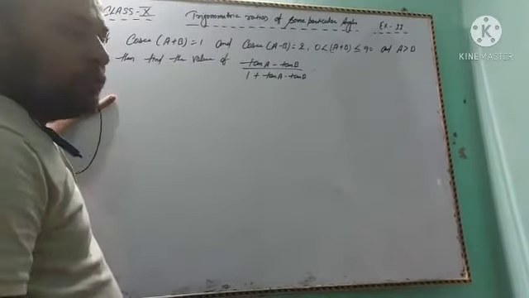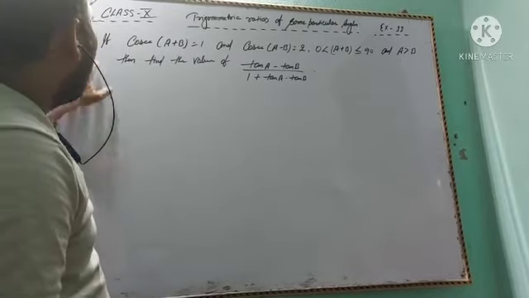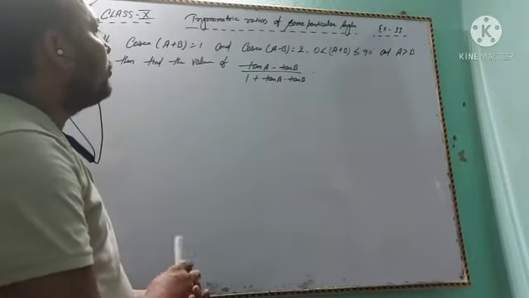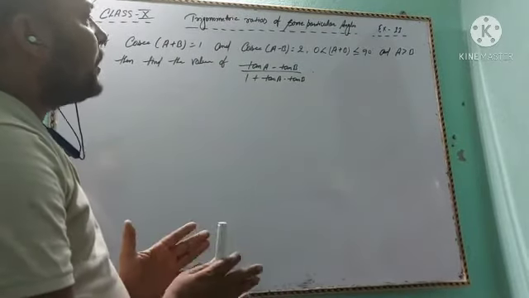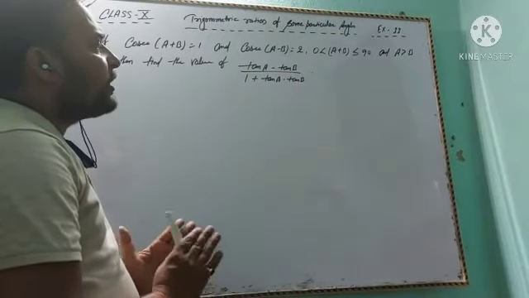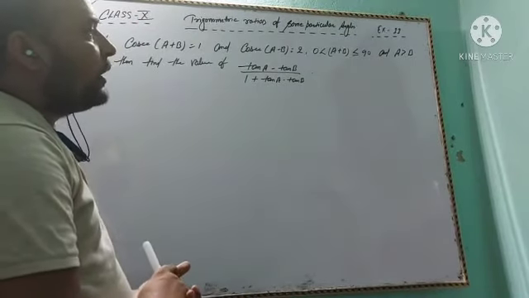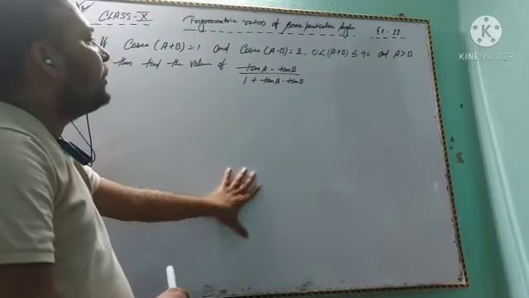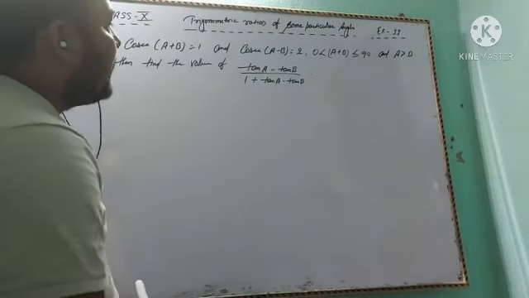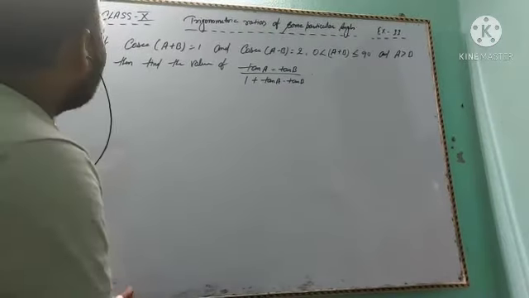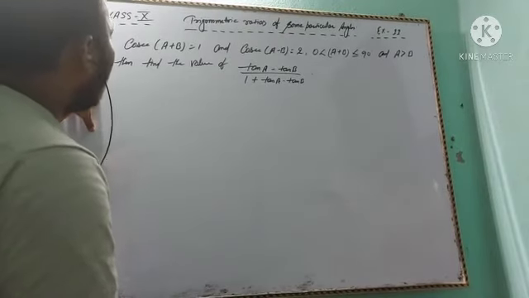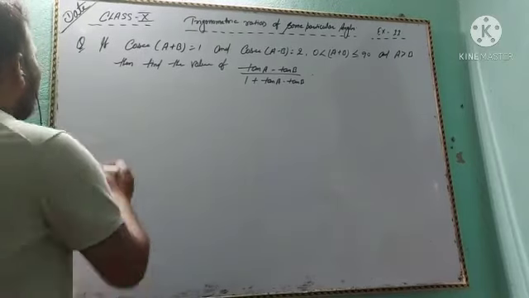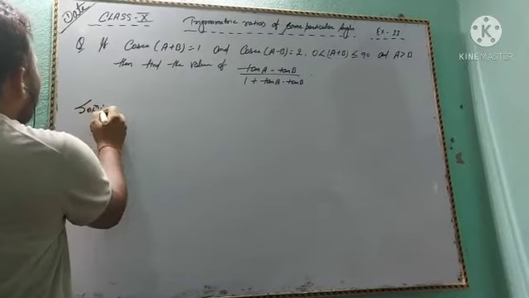Students, our next question is, if cosec A plus B is equal to 1 and cosec A minus B is equal to 2, A plus B is greater than 0 degree but less than or equal to 90 degree, and A is greater than B, then find the value of tan A minus tan B divided by 1 plus tan A into tan B. So students, in this question, first of all find the angle A and B, find the value of acute angle A and B. So let's start the solution.